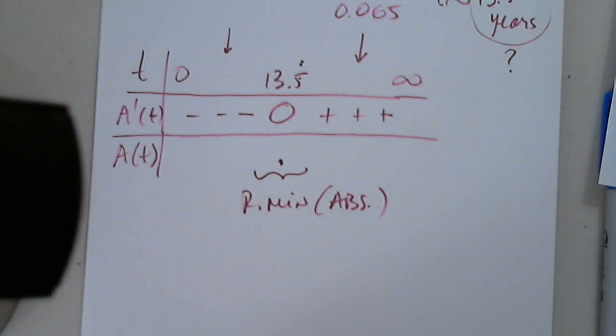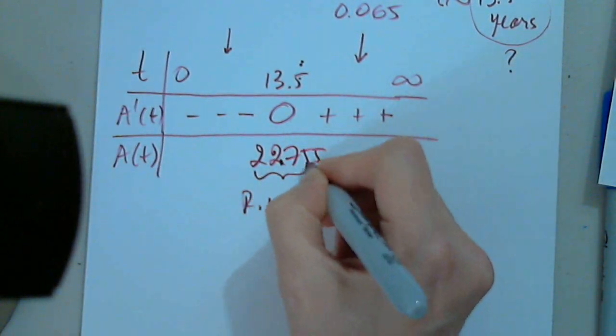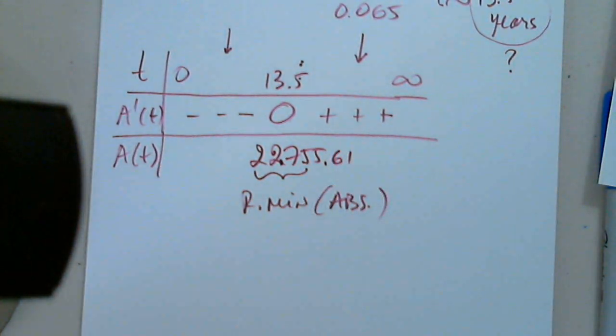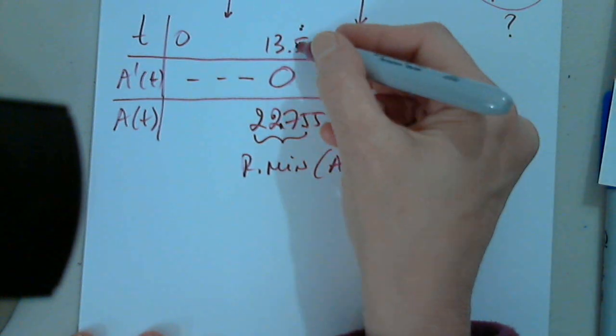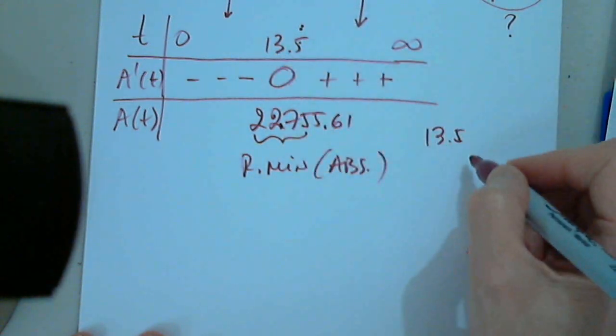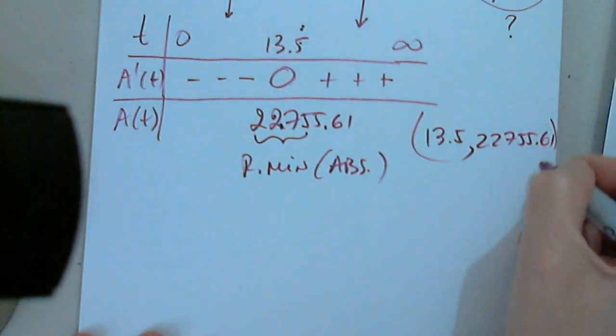And I want to see it. And the minimum is 22,755.61. This is the minimum. What is the point again? 13.5, x, or t if you want, comma, 22,755.61.